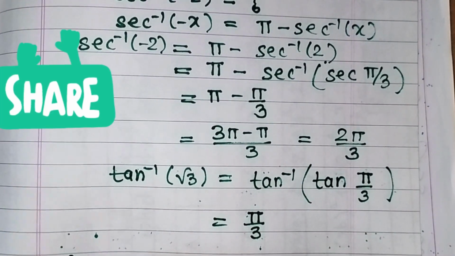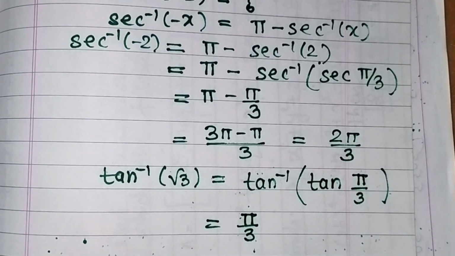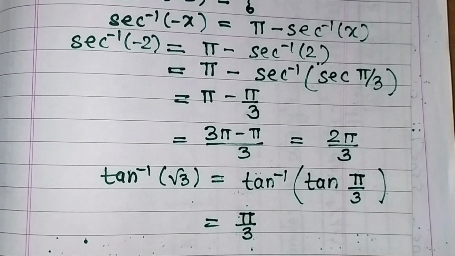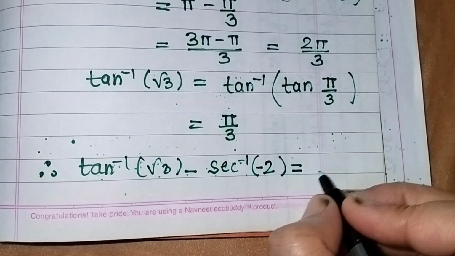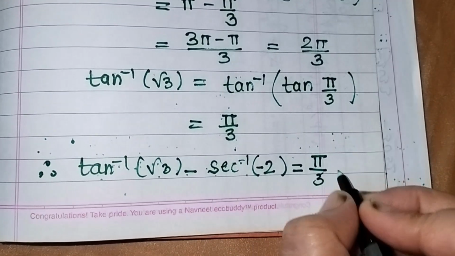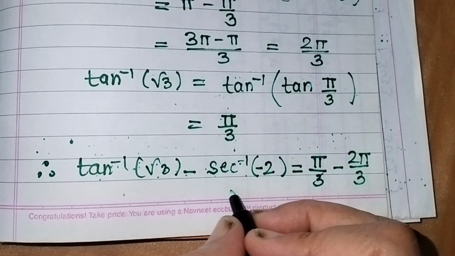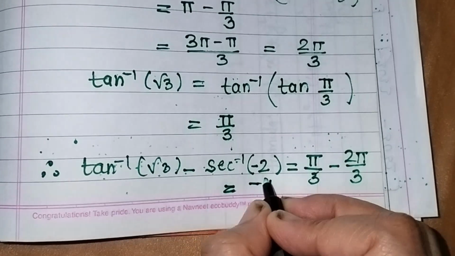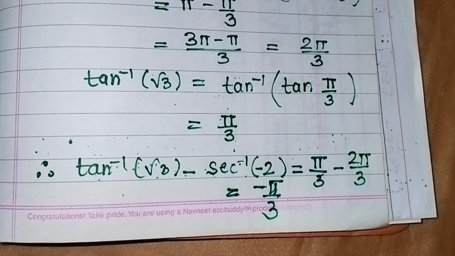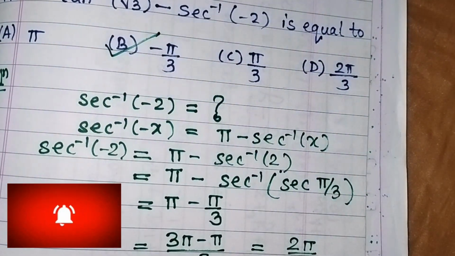So write this solution as tan inverse root 3 minus sec inverse minus 2. What values have we got here? We have pi by 3 minus 2 pi upon 3. Again we take the LCM and simplify this. When you solve this, the answer is minus pi upon 3. So the correct option is option B. This is the solution.